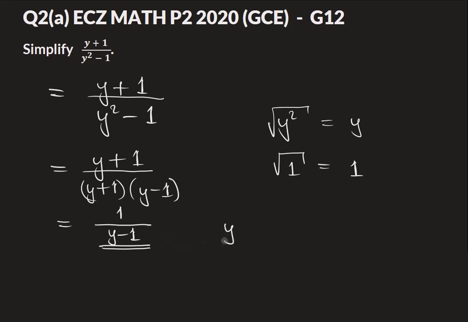Alternatively, if you like, you can also express this answer as y minus 1 to the power negative 1. Remember, we covered indices in part 2. This shouldn't give you a problem to understand.